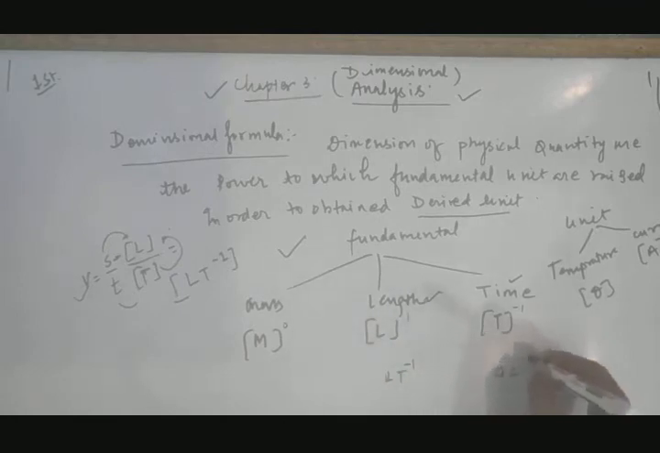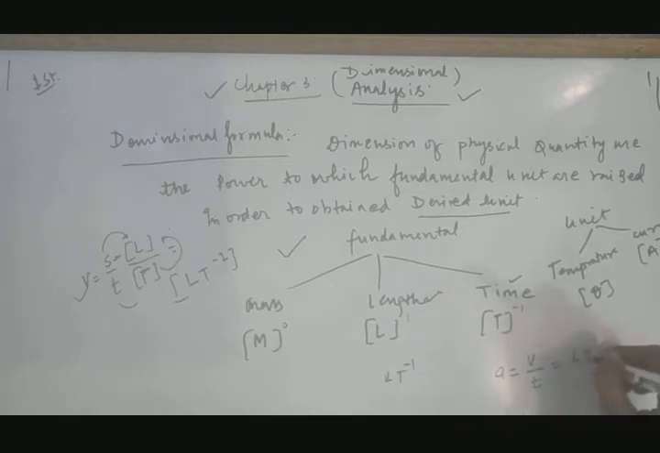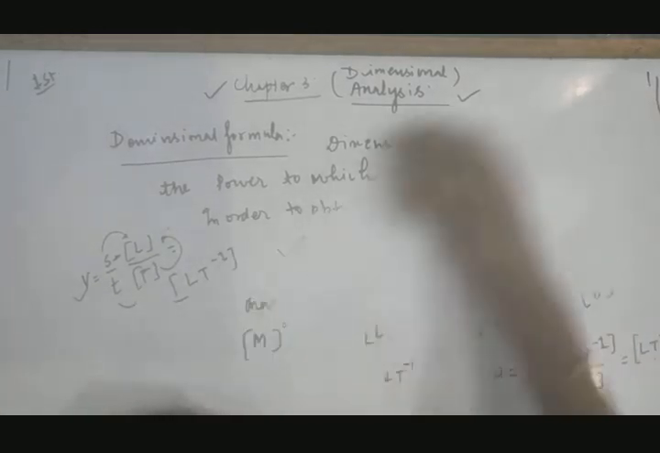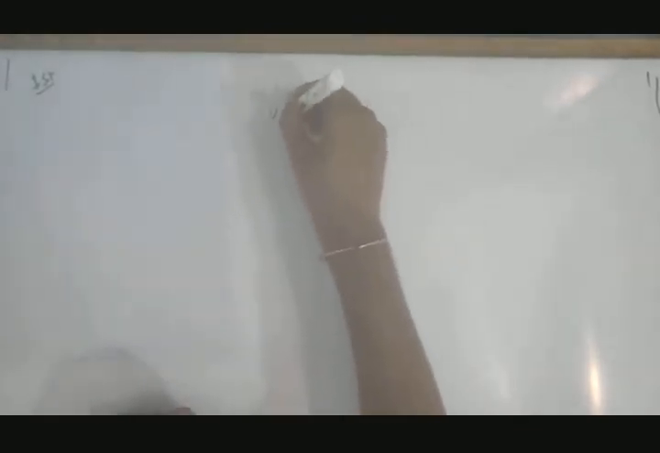Similarly for acceleration, we know very well it is the rate of change of velocity. We know the dimension formula for velocity is LT inverse and for time is T. So we can write it as LT inverse 2. This is the dimension for acceleration. Now we can derive different dimensional formulas based on this. Velocity equals LT inverse, acceleration equals LT inverse 2.